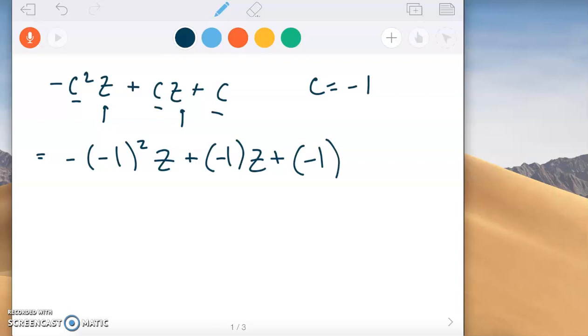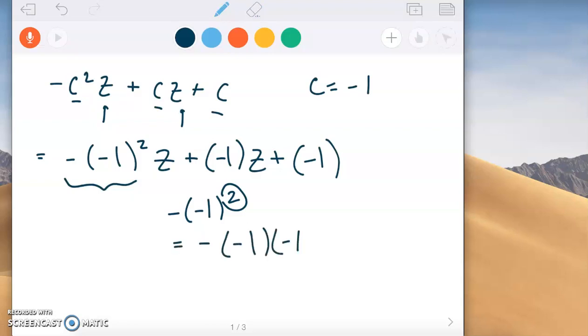Now let's take a look at this very first component here. We have negative times negative 1 squared. Remember, the negative does not have the exponent applied to it. It's independent. This part is just the exponent part, right? So that means this equals negative times negative 1 times negative 1. When we multiply these two together, we just get 1. So this whole thing equals negative 1.